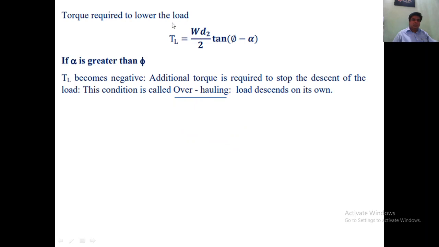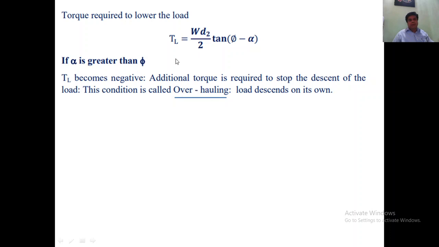If we come to the equation we derived in the previous session, we derived the force and the torque with respect to the load which is being lowered. This is the term with phi minus alpha. This is the torque required to lower the load. Using this equation, suppose alpha is greater than phi, what will happen? The torque will become negative. That means additional torque is required to stop the descent, or we can say that it is an overhauling condition.